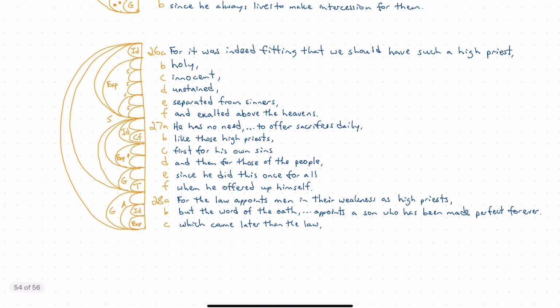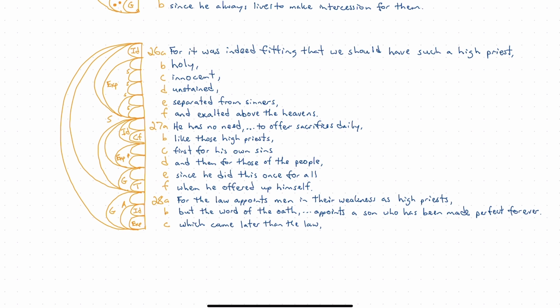Then in the following paragraph, which I had a chance to look at this past week, we see that the writer says, it was indeed fitting that we should have such a high priest as he's describing up above. But then he goes into some of his individual personal characteristics, that Jesus was holy, innocent, unstained, separated from sinners and exalted above the heavens, which seems to point to the ascension of Christ.